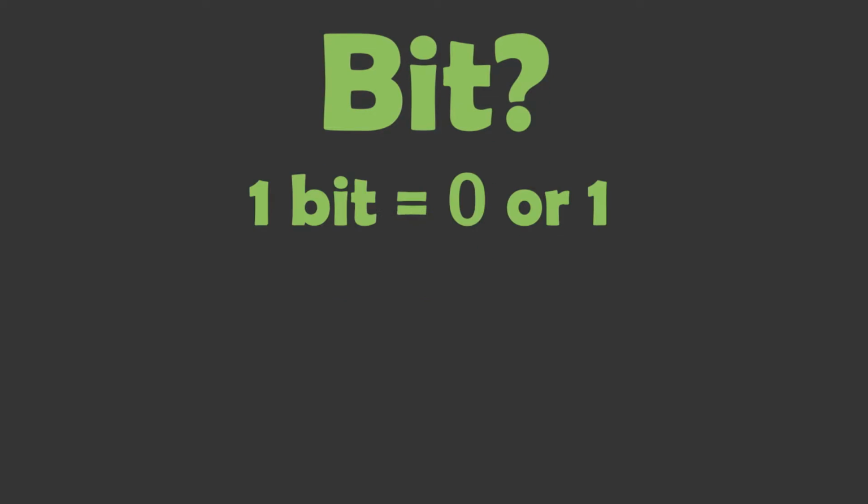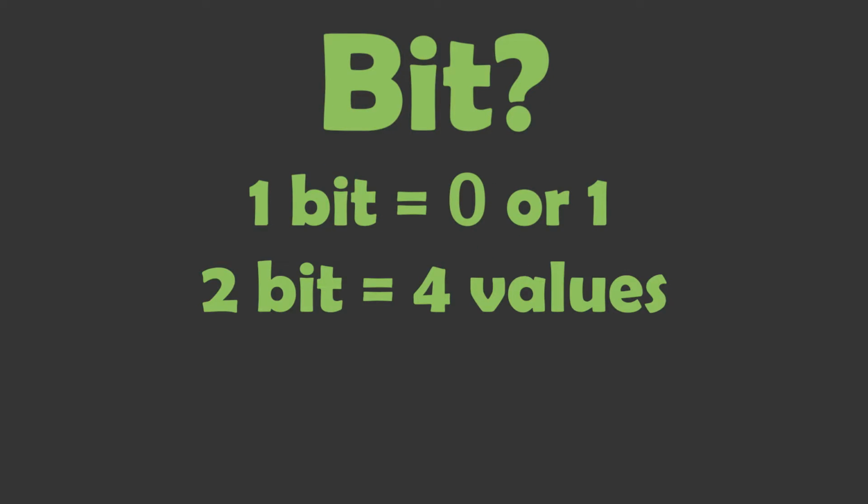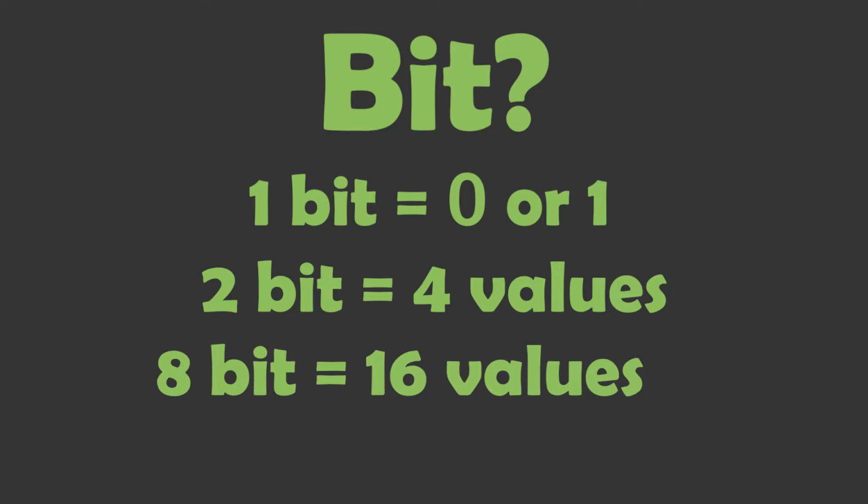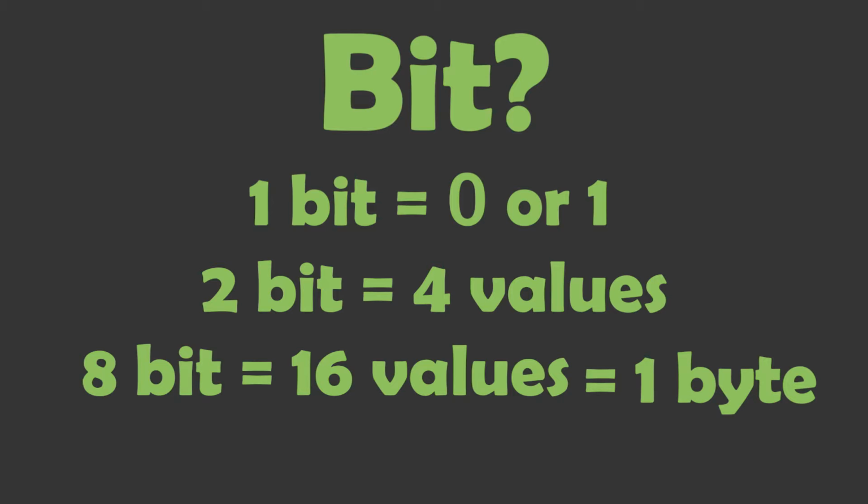Let's first understand what a bit is. Bit is short for binary digit. 1 bit is a single value of either 0 or 1 in binary. 2 bits can hold up to 4 values, and 8 bits can hold 256 values, which is equal to 1 byte. But let's not get lost in the mathematical work.